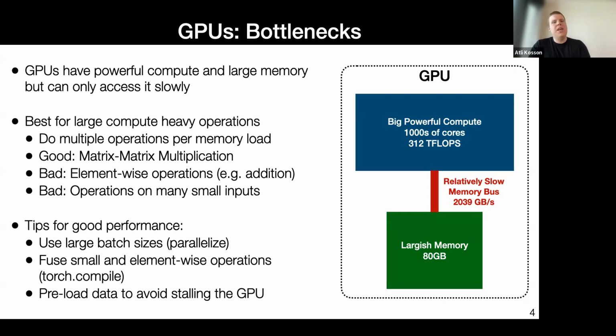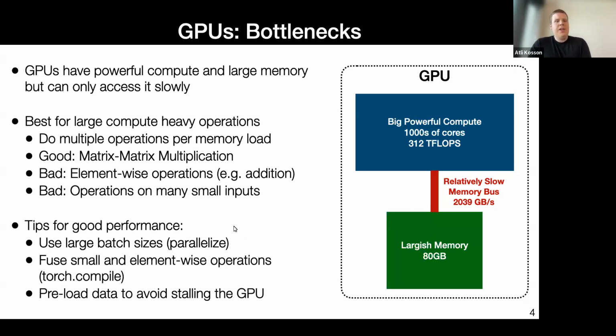GPUs are bad at element-wise operations, where, for instance, if you're adding two matrices, each element that you load from memory is only used once, and then you have to write it back out into memory, which means that the compute is essentially not utilized at all. They're also bad if you do lots of small operations. Every operation that you launch on a GPU has some overhead. If you're launching small operations, this overhead will also be significant.